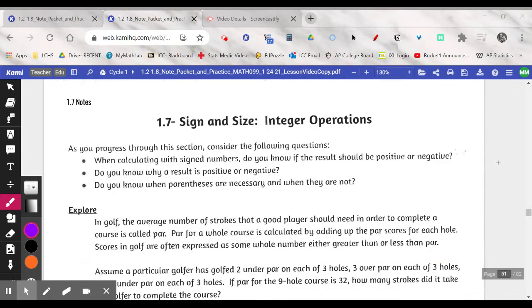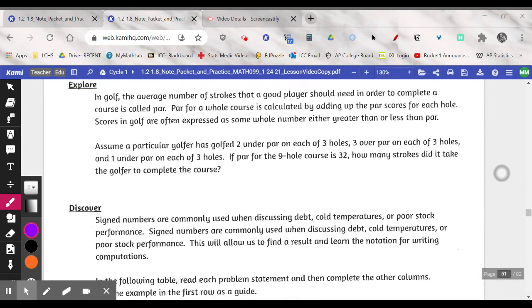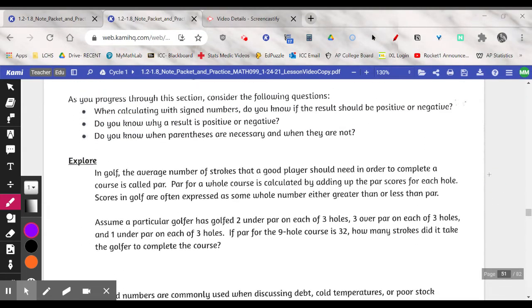In this video, we're going to be looking at section 1.7, which goes over sign and size and looking at integer operations. So this will start on page 51 of your note packet. As you progress through this section, consider the following questions.